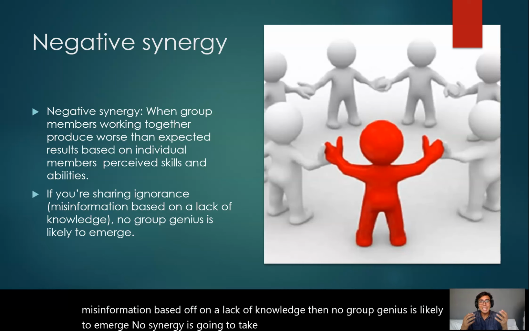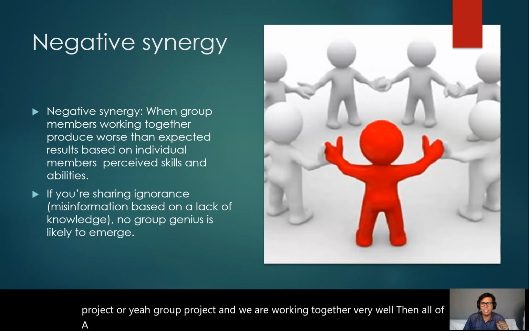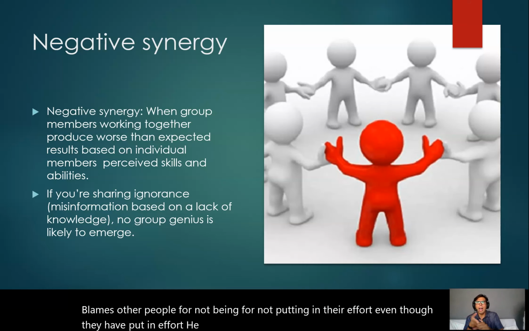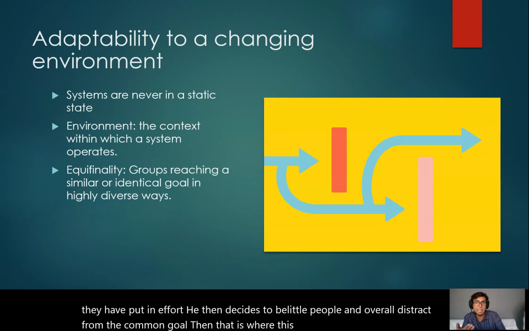So let's say that we have a group project, and we are working together very well. Then all of a sudden, Steve walks in, and Steve blames other people for not putting in their effort, even though they have put in effort. He then decides to belittle people and overall distract from the common goal. Then that is where this negative synergy can take place.